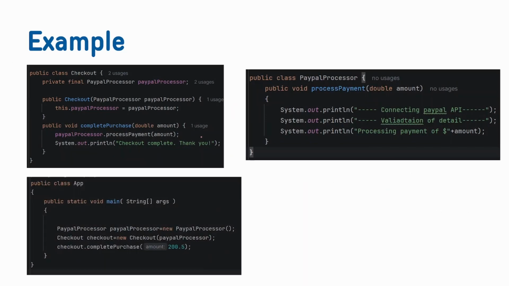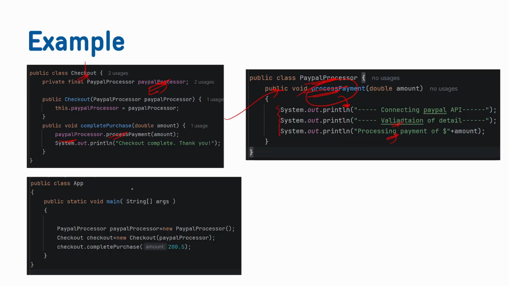So let's see. We have one checkout class that depends on the PayPal processor for completing the payment, and it calls PayPal processor dot process payment. And in the PayPal processor we have one method known as process payment, whose job is to check all the credentials and validation of details and process the payment.